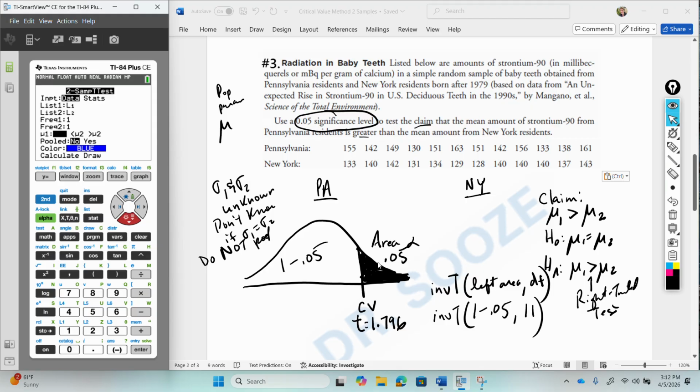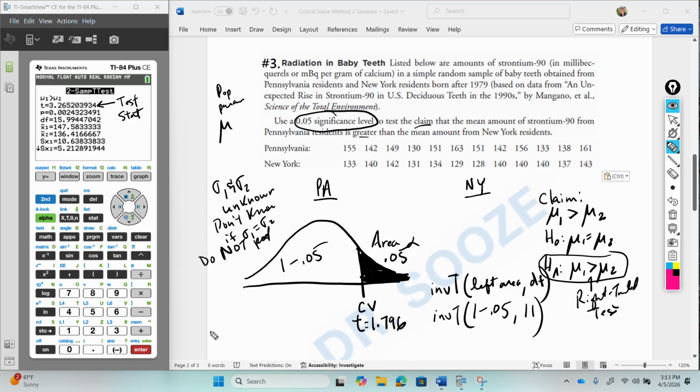Okay, on this line, they want to know what was the symbol used in the alternative hypothesis, and the symbol used in the alternative hypothesis was the greater than symbol. So you want to scroll over to that and highlight that. Press enter. And we are not pooling because we have not been told to assume that the sigmas are equal. Okay, that's all looking good. So I'm going to click on calculate. This is my test statistic. Notice it's a t-score.